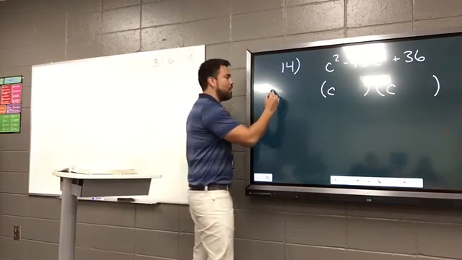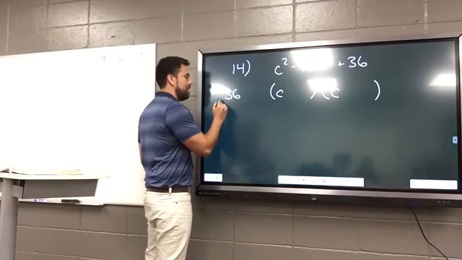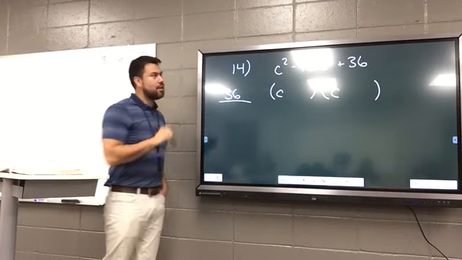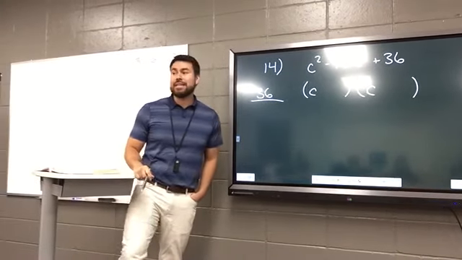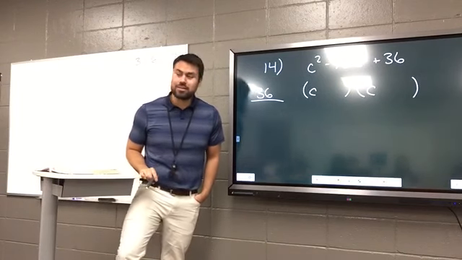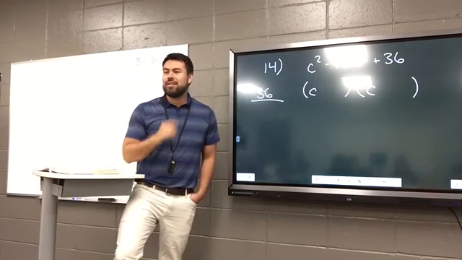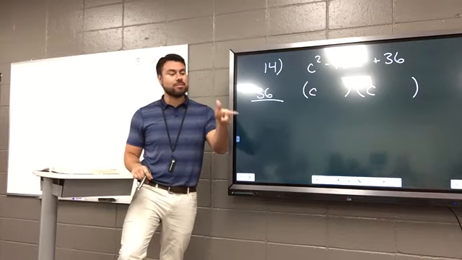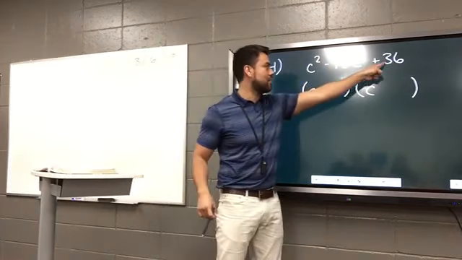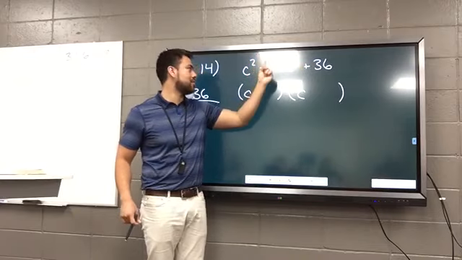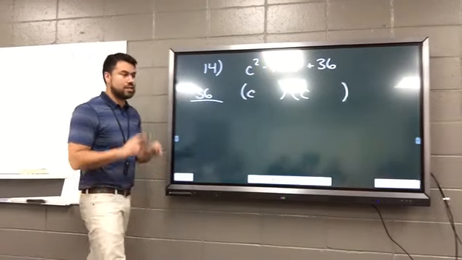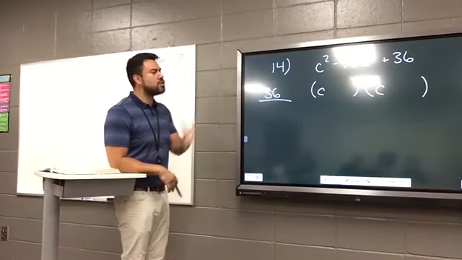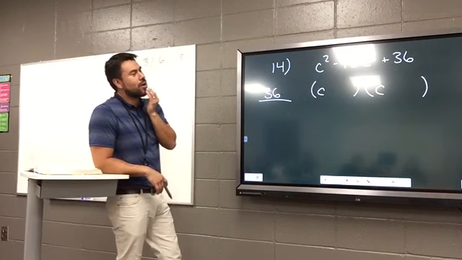So what's the number I want to multiply to get? 36, positive, right? But I want them to add up to be negative 13. They both have to be negative. Because what's a negative times a negative? Positive. What's a negative plus a negative? So there have got to be two negative numbers. Which two negative numbers? What a great question.